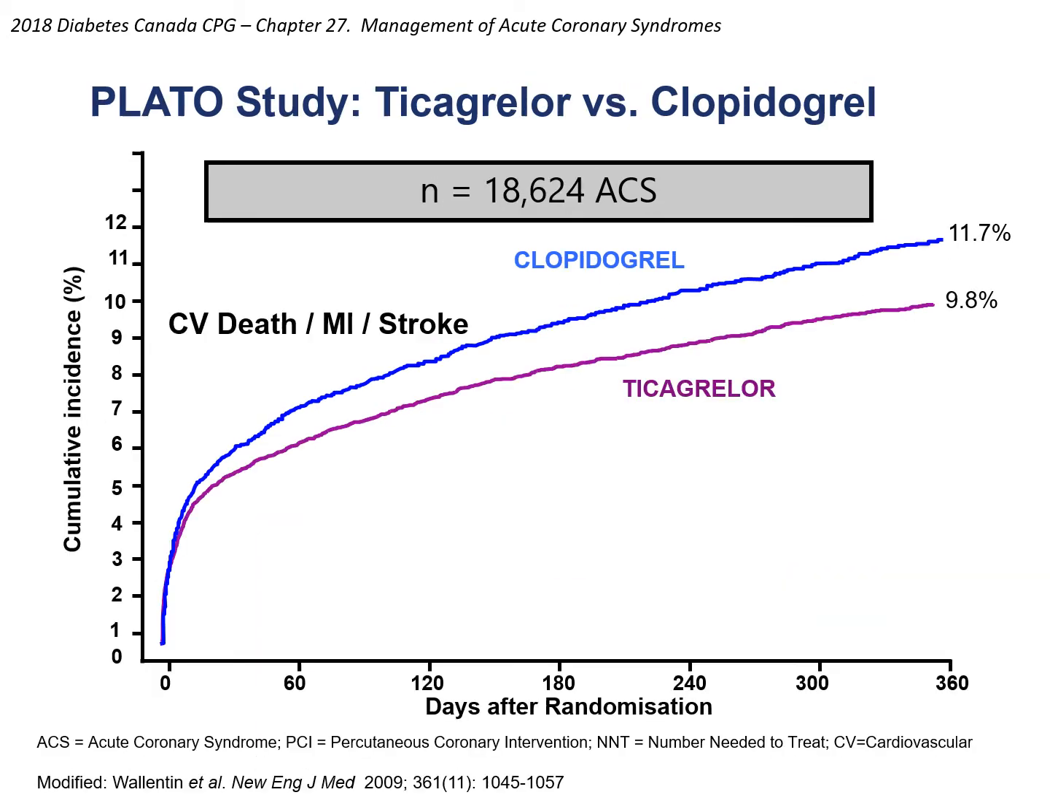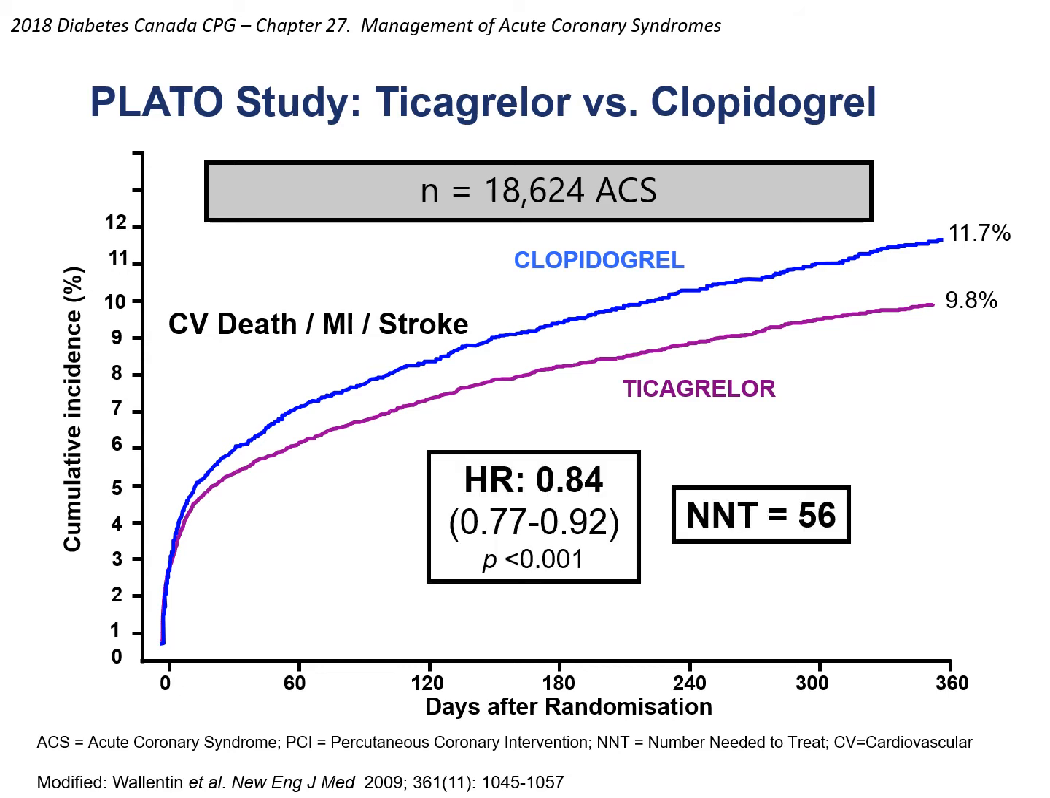The PLATO study looked at Ticagrelor versus Clopidogrel on top of aspirin therapy in 18,624 individuals with acute coronary syndrome. In this study, Ticagrelor demonstrated less of the composite of CV death, MI, and stroke. Within the PLATO study, there was also a diabetes subgroup, and the diabetes subgroup benefited to the same extent. The overall population had a 16% relative risk reduction, which translated into an NNT of 56.